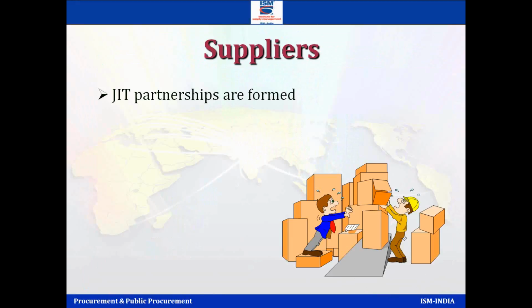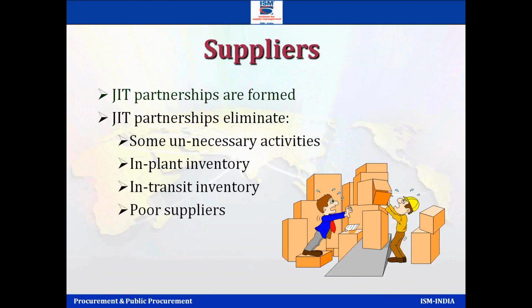So then we have suppliers. We try to make JIT partnership perform, and the purpose is that some unnecessary activities are avoided. In plant, inventories are avoided. In transit, inventories are cut down. Poor suppliers. So that's what we look around for.